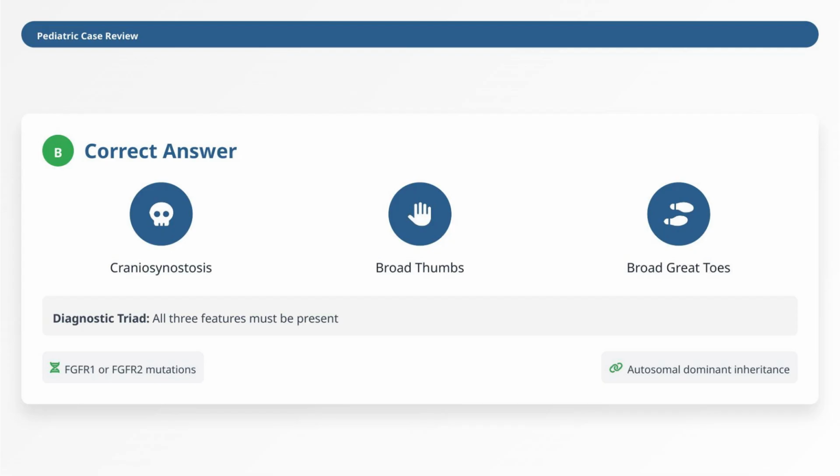The correct answer is B. Pfeiffer syndrome is characterized by the classic triad of craniosynostosis, broad thumbs, and broad great toes. This autosomal dominant condition results from mutations in fibroblast growth factor receptor 1 or 2 genes. The combination of cranial and digital abnormalities distinguishes Pfeiffer syndrome from isolated craniosynostosis and other syndromic forms.